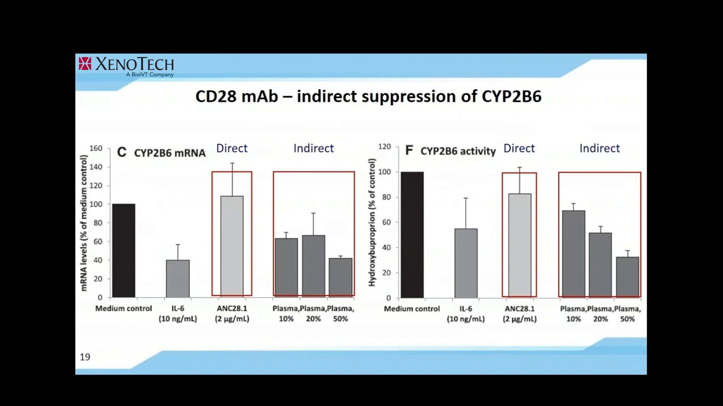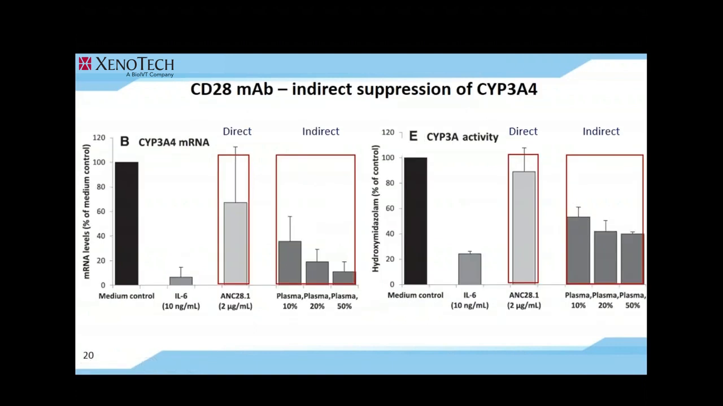Similarly to what was observed for CYP1A2, the antibody did not have a direct effect on CYP2B6 mRNA or enzyme activity, but it suppressed both the mRNA and the enzyme activity through the pro-inflammatory cytokines, as illustrated here. Indirect suppression of message and indirect suppression of activity. CYP3A4 was the third enzyme evaluated in this study.